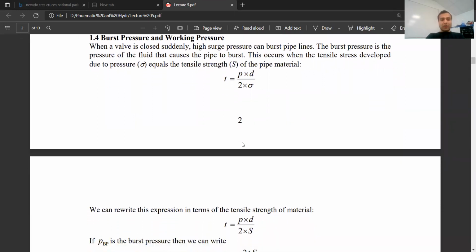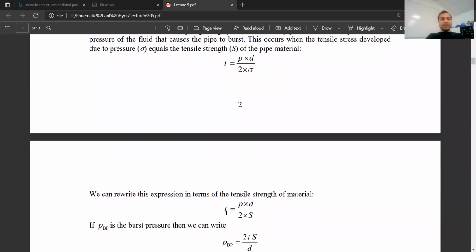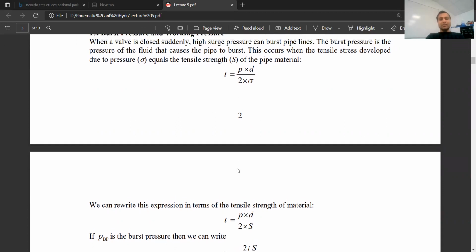The tensile strength of the material is given by T equals P times D over 2S, where S is the tensile stress. So these are kind of related formulas. I put stress here as sigma. Here we have the tensile stress. Tensile stress develops due to the pressure, which is sigma, and that is the tensile strength of the material. So we have T equals P times D over 2S.